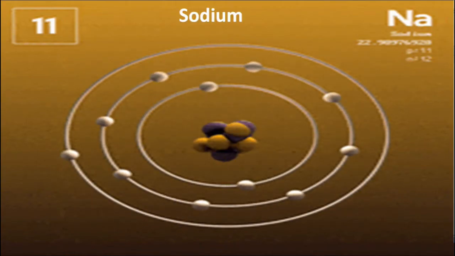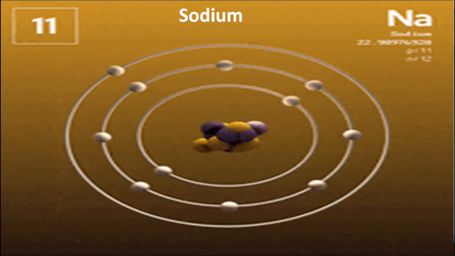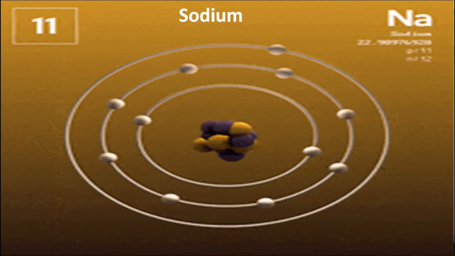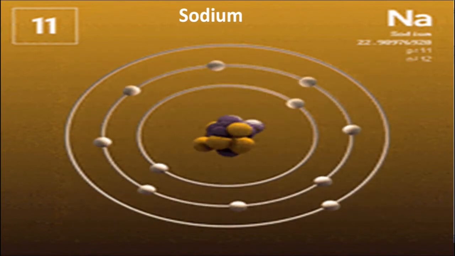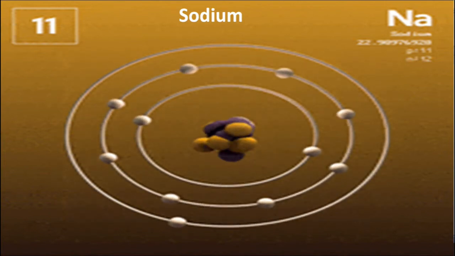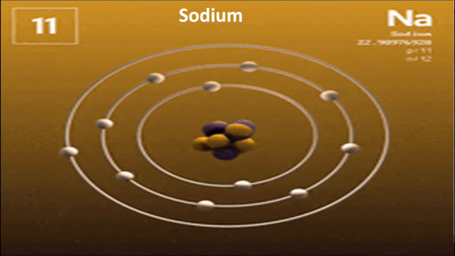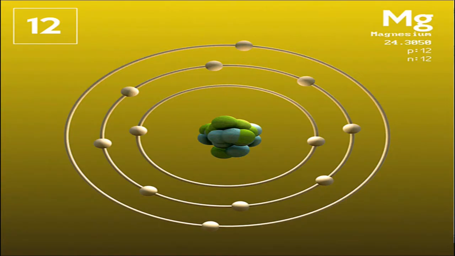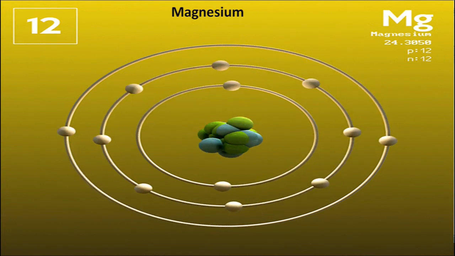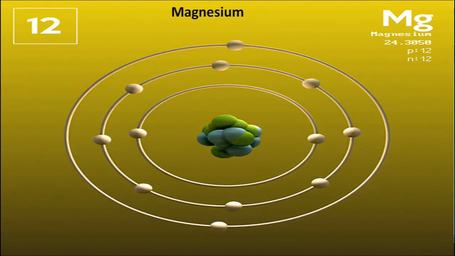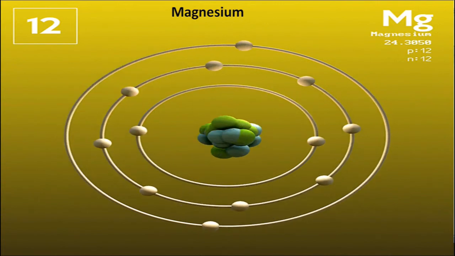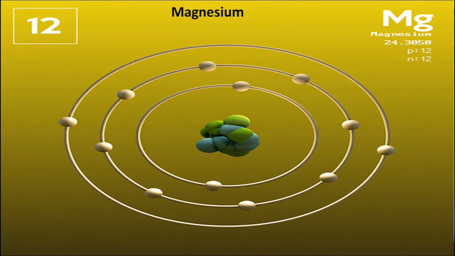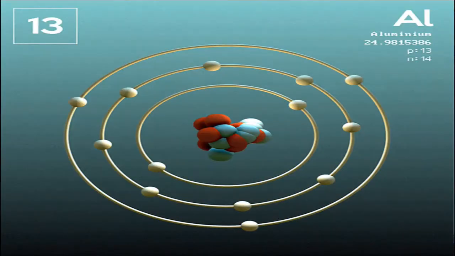Sodium, atomic number 11, symbol Na. It has 11 electrons, 2 in first shell, 8 in second shell and the last shell, third shell, having only 1 electron. Atomic number 12, magnesium, represented by symbol Mg. It has 12 electrons, 2 in first shell, 8 in second shell and remaining 2 are in third shell.